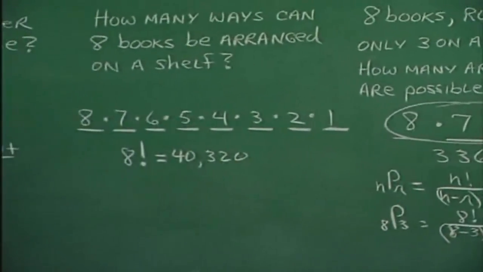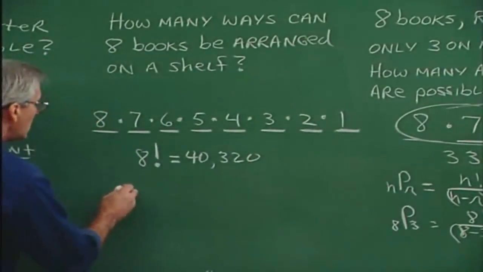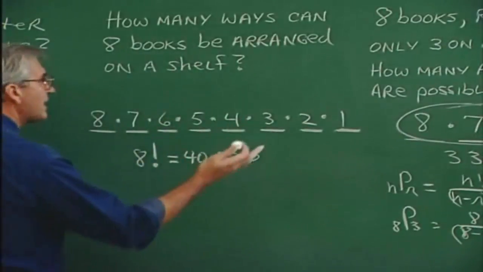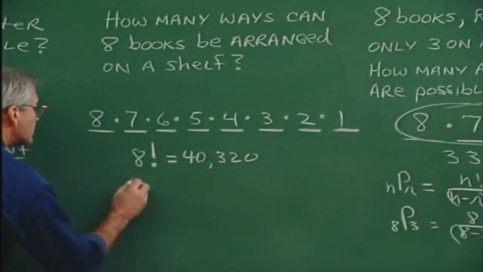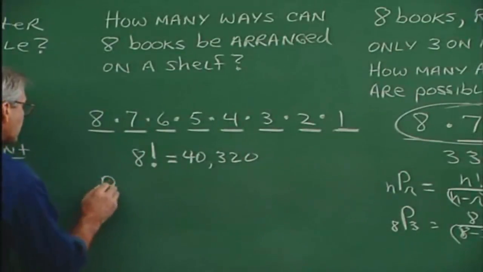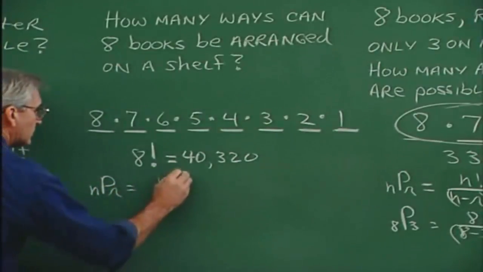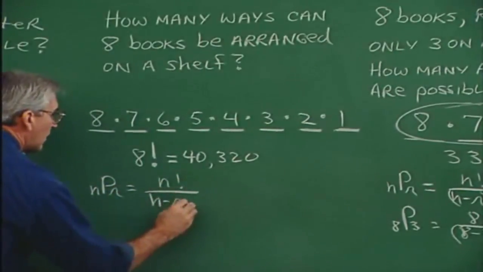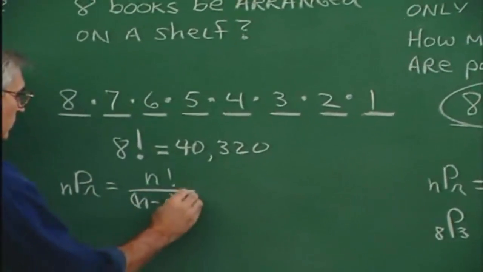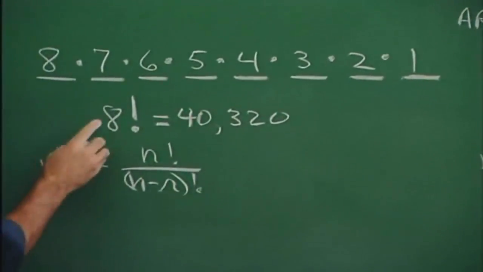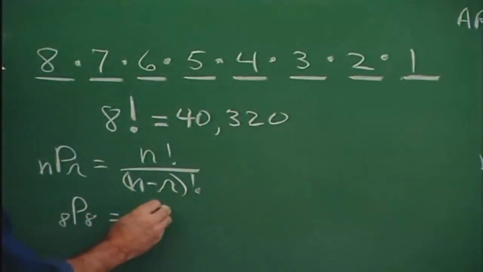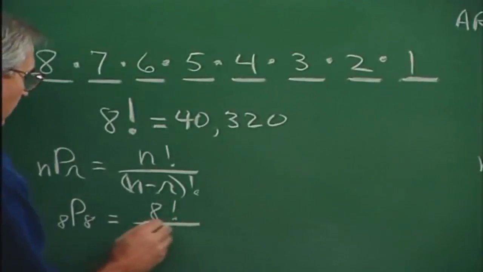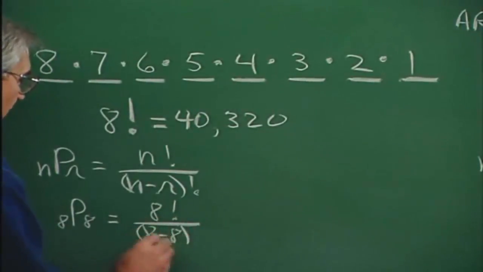All right, on this one, if we're using the permutation formula, we have 8 things, but we're arranging all 8 of them. The formula once again is n factorial over n minus r factorial. So for this problem, it is the permutations of 8 things taken 8 at a time. So we're arranging all 8 items. So it's 8 factorial over 8 minus 8 factorial.